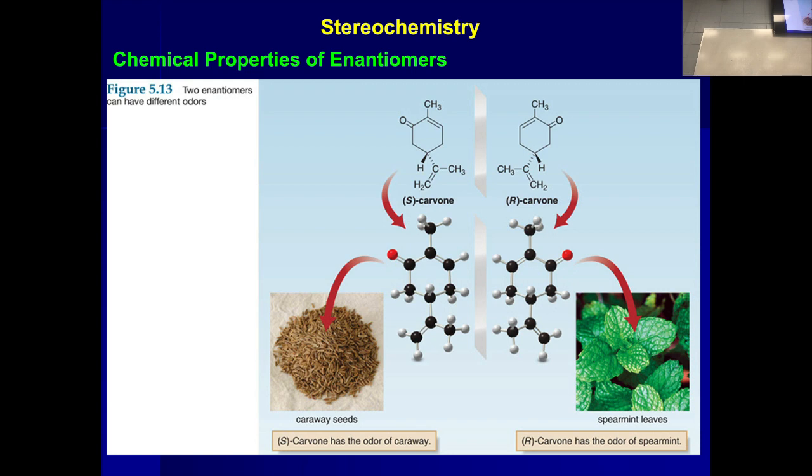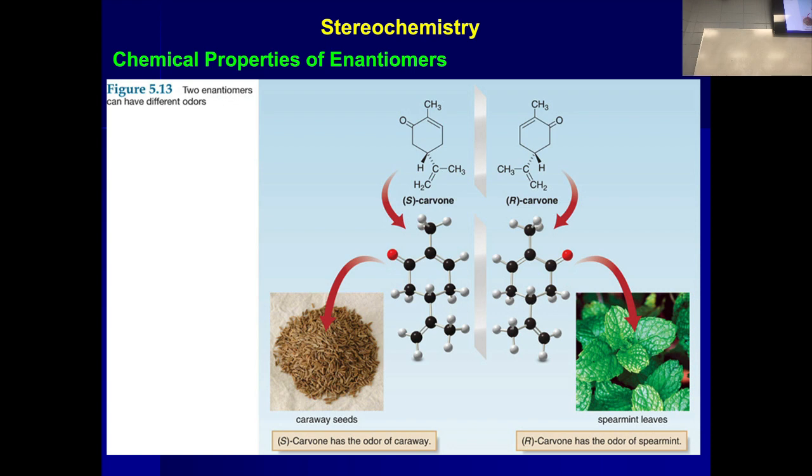The smell. So this is carvone. You can see the chiral center, right? This is S-carvone. This is R-carvone. They're just enantiomers of one another. But if I gave you a bottle of S-carvone and you smelled it, you would say, that smells like caraway seeds. And if I gave you a bottle of R-carvone and you smelled it, you would say, wow, that smells like spearmint. But you know that caraway seeds are very different than spearmint, right?